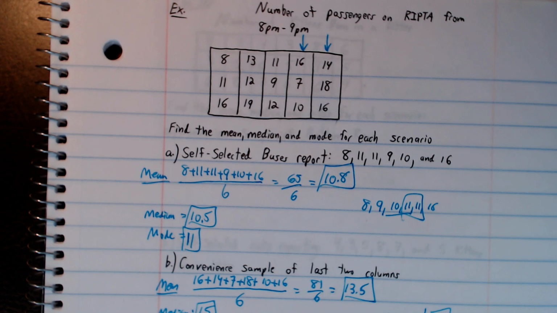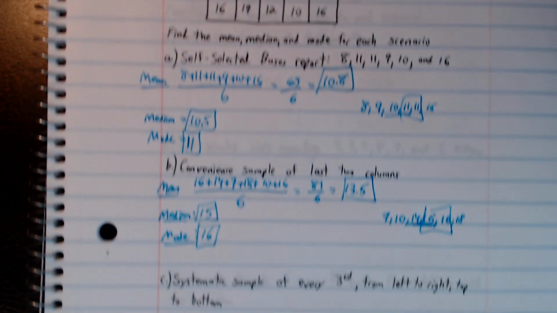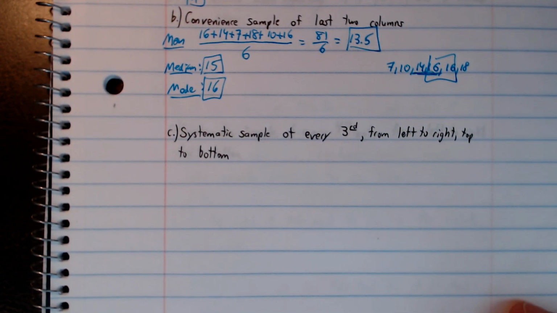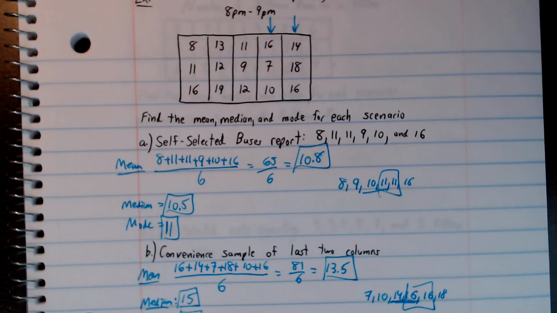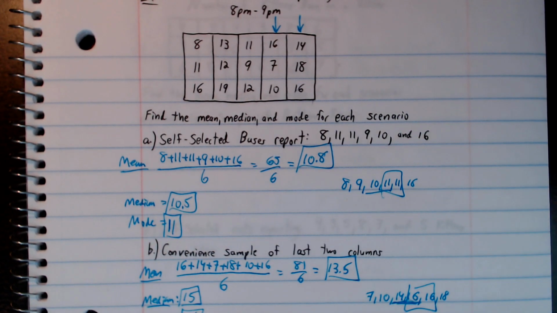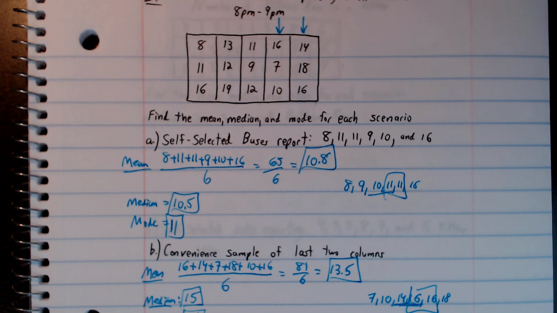All right, the last one we're going to look at here. Systematic. Every third entry from left to right, top to bottom. So I have this written out this way, and I want you to pay attention because this is how it's going to be written out for quizzes and tests and homework, right? So every third from left to right, top to bottom.